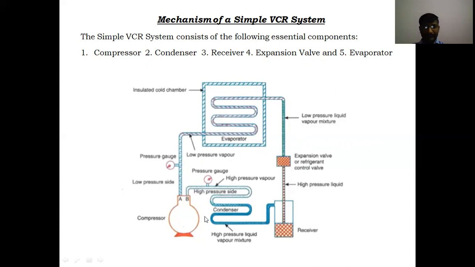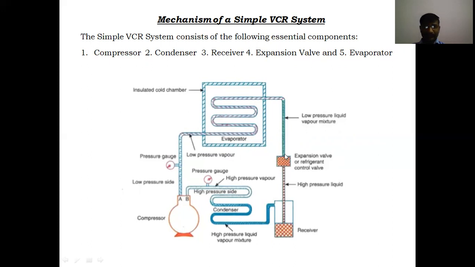Then in some of the coils of the condenser, it will be converted into liquid by rejecting its latent heat. This is the high pressure liquid vapor mixture. This liquid vapor mixture will be received and stored in the receiver, from which only the liquid will be taken into the expansion valve. The expansion valve, or refrigerant control valve, is also called the throttle valve. This high pressure liquid is sent to the expansion valve. From the expansion valve, we get the low pressure liquid vapor mixture.